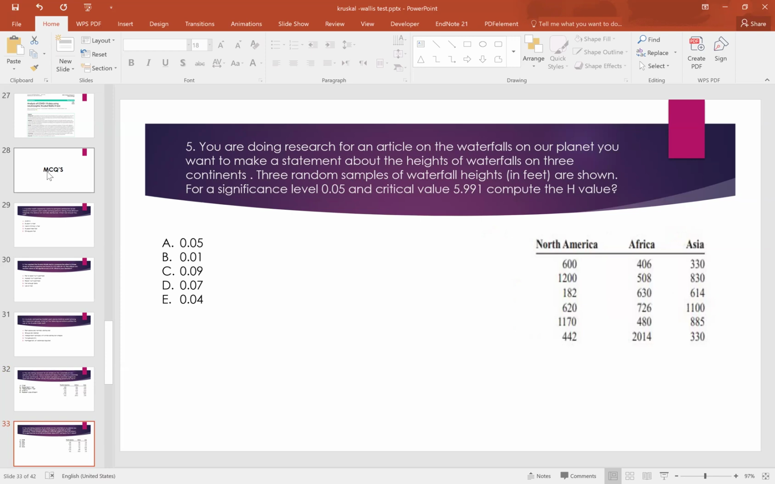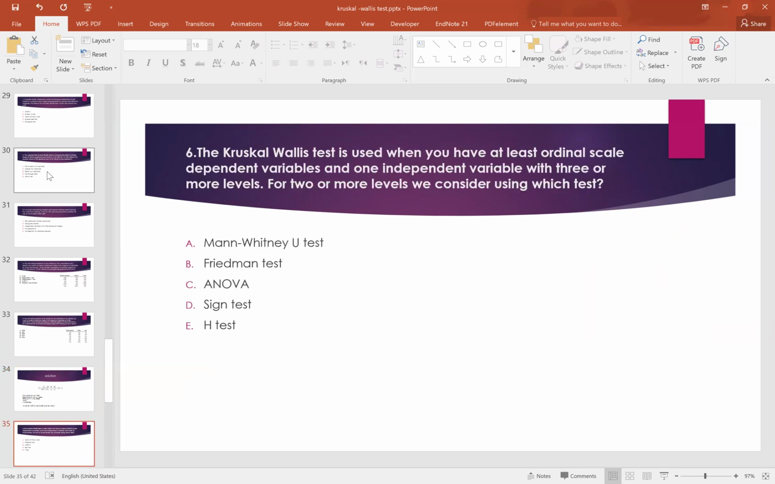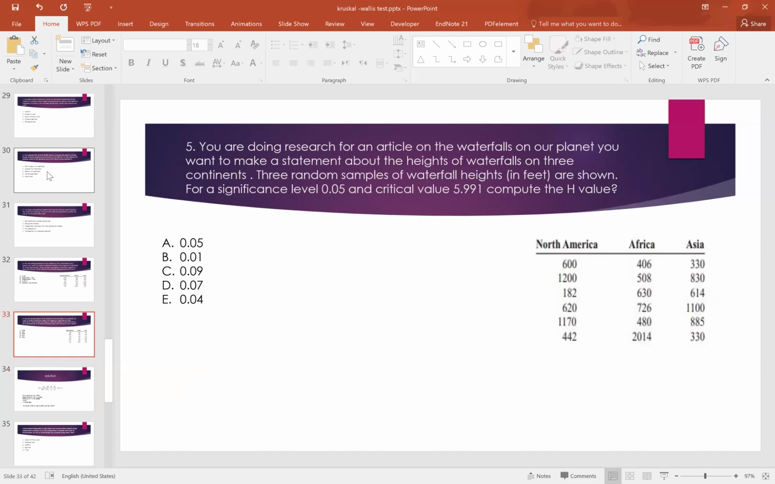You are doing research for an article on the waterfalls on our planet. You want to make a statement about the height of waterfalls on 3 continents. Random samples of waterfall heights in feet are shown. For a significance level of 0.05 and critical value 5.991, compute the H value. Anyone? This is the solution. We put the values in the formula, and then we get the value 0.01. The answer is B, 0.01.